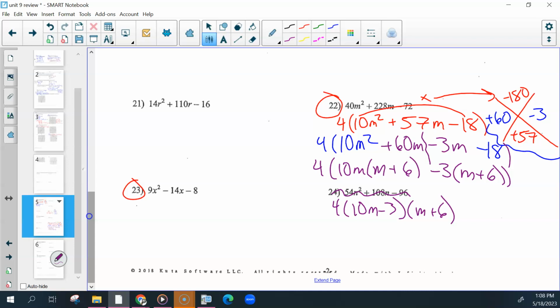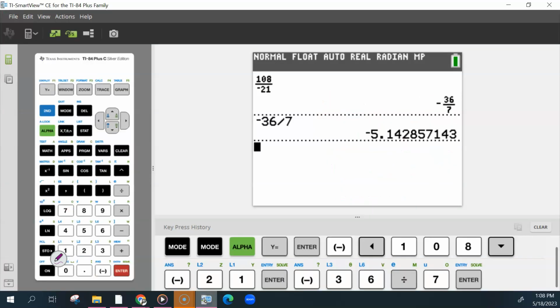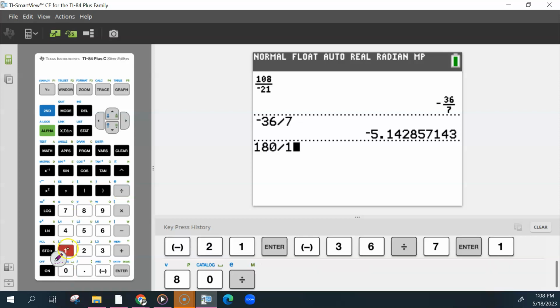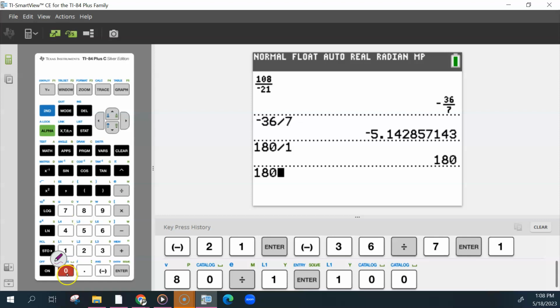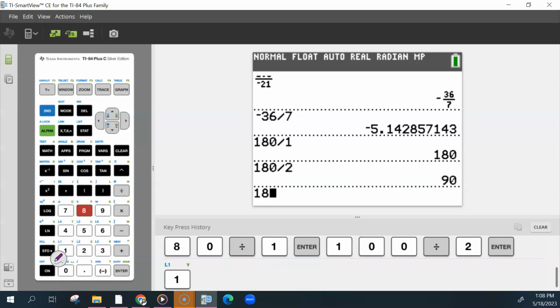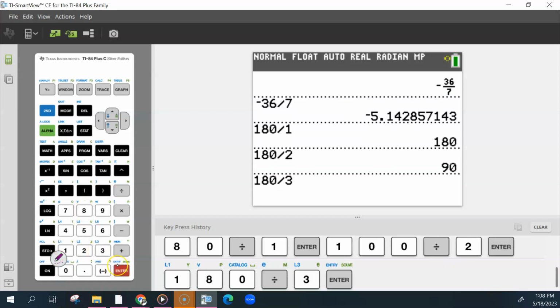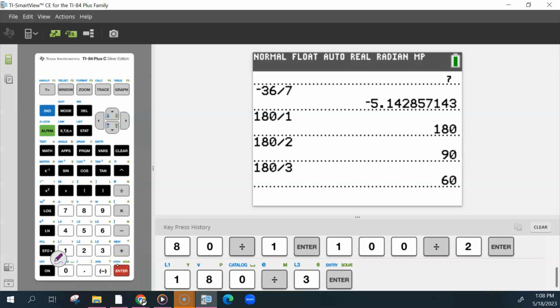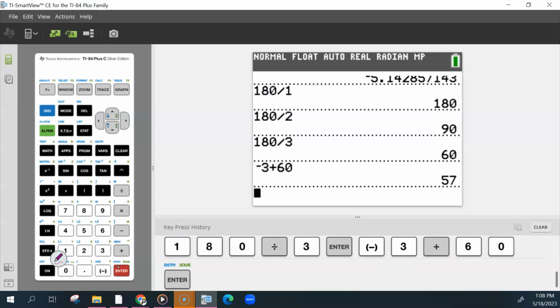So I imagine that if you know your factors, you wouldn't have to do this, but if you don't, you would just keep dividing until you figure something out. One of them has to be negative because it was negative 180. So if I do negative 3 plus 60, that gives me 57.